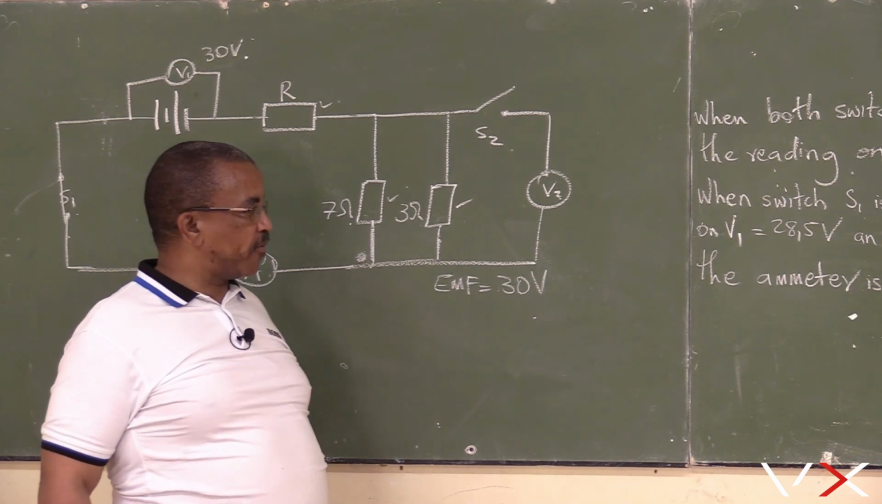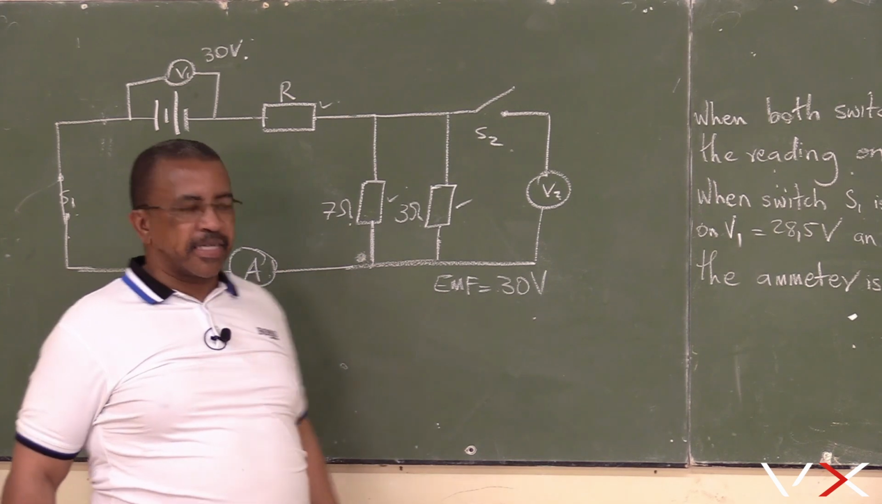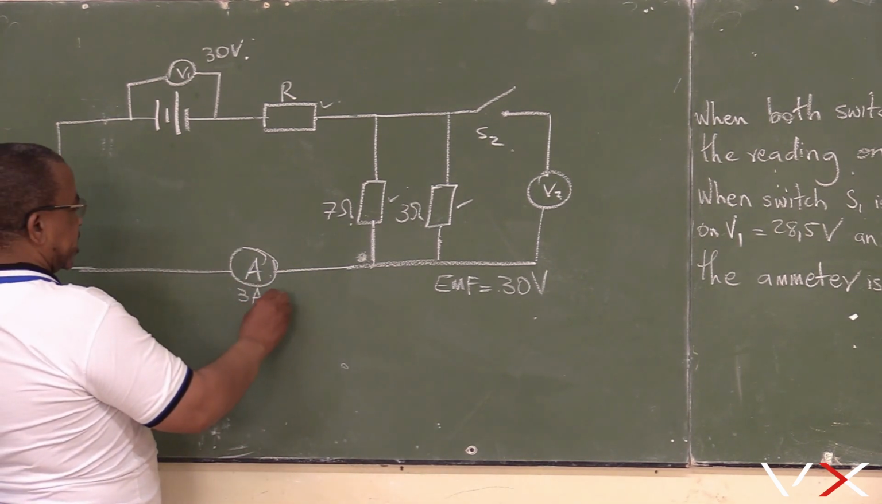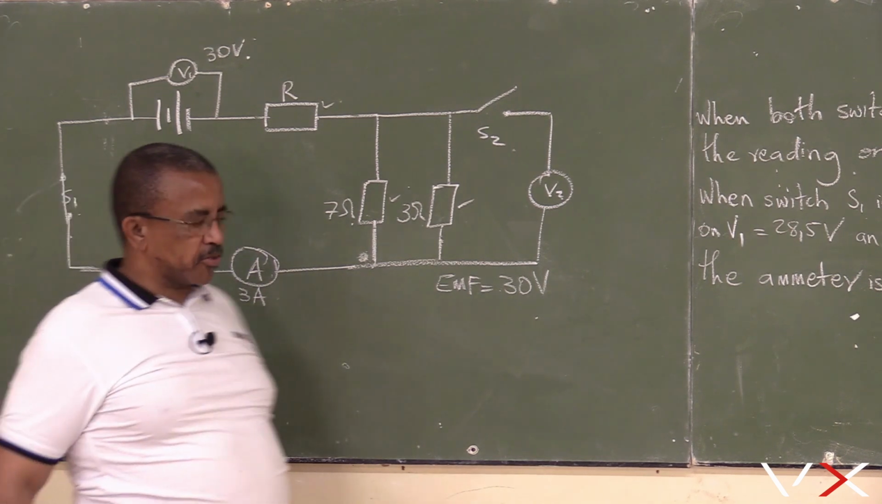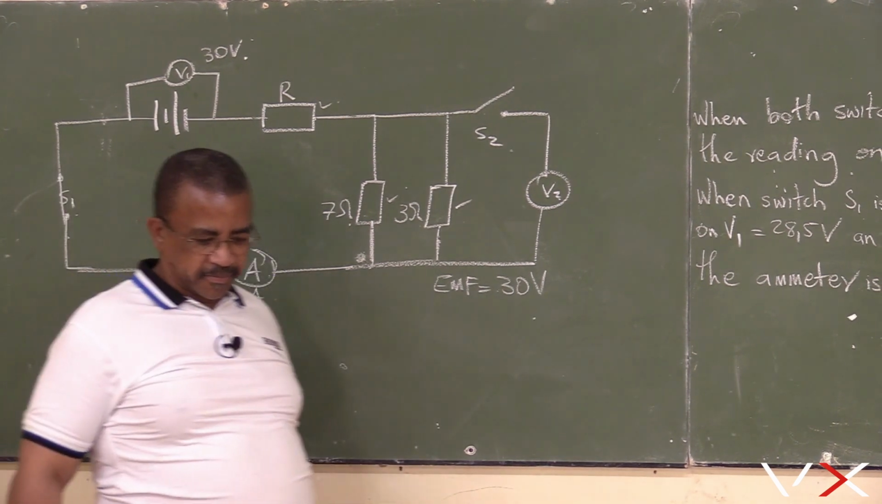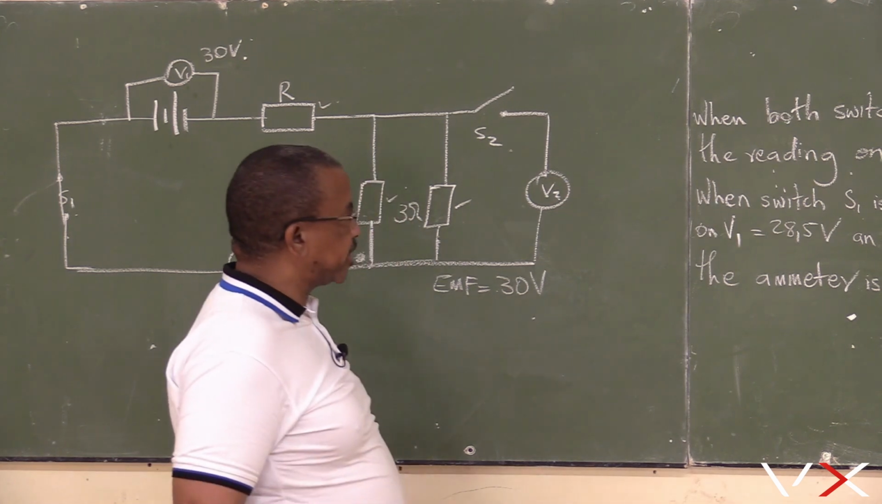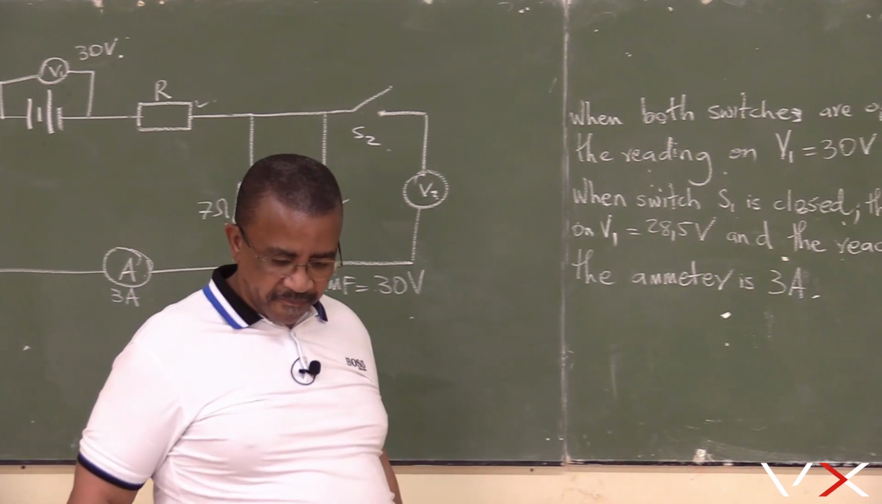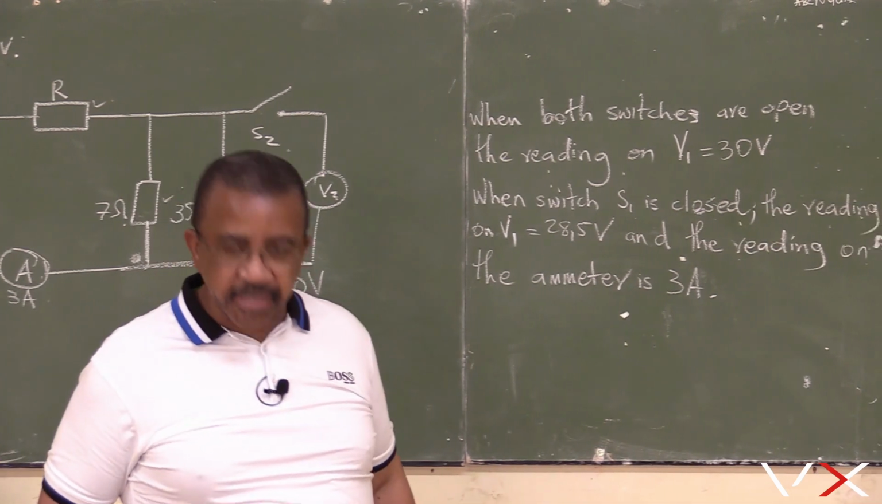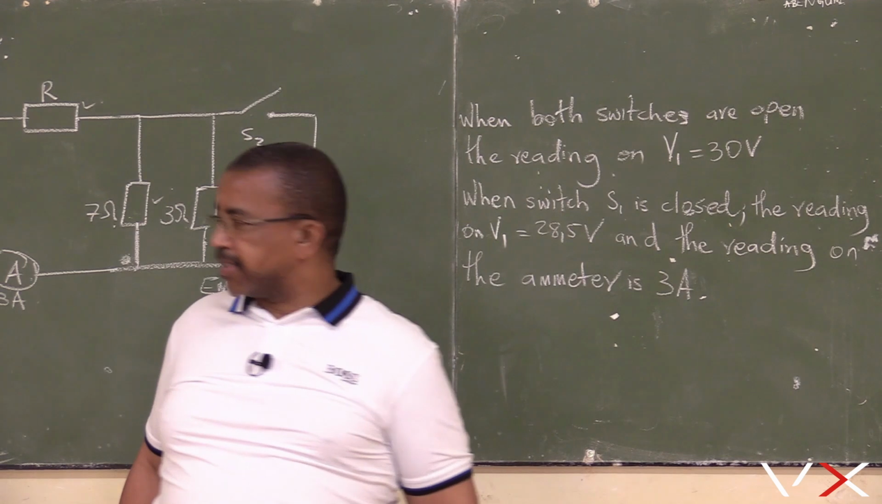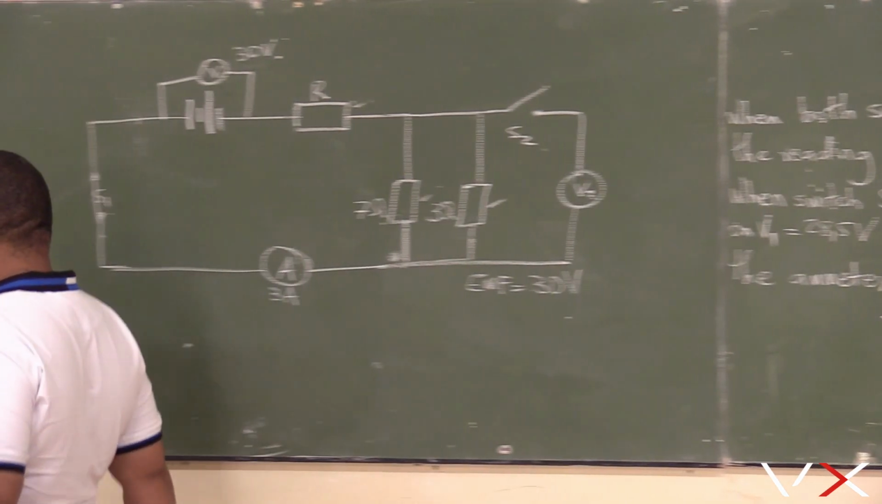So we have the ammeter reading 3 amps. So we have something of this nature. Number 8, calculate the internal resistance of the battery.